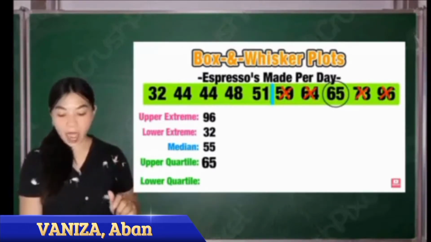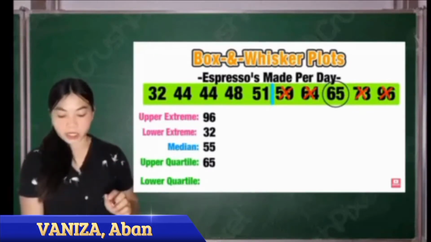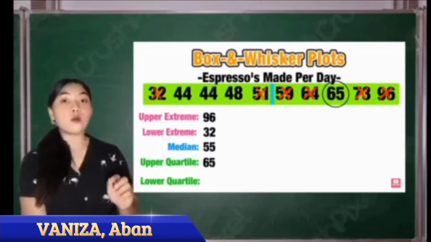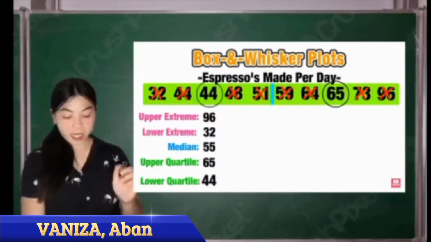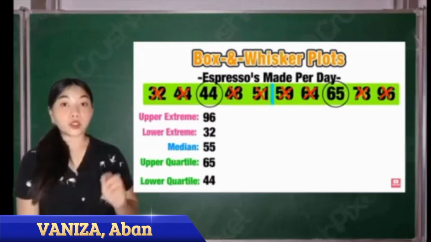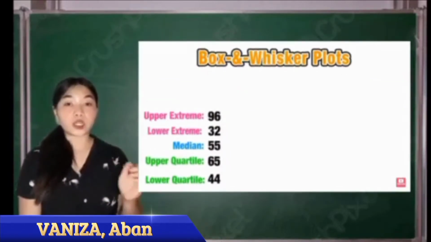So now to find the upper quartile, we find the median of those upper values, that's 65. And to find the lower quartile, we do the same thing. The median of the lower values in this case is 44. So now we have all the information that we need. We can construct our box and whisker plot.